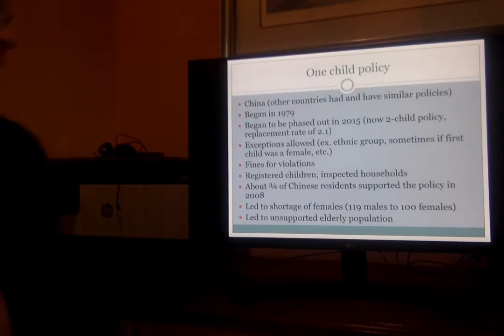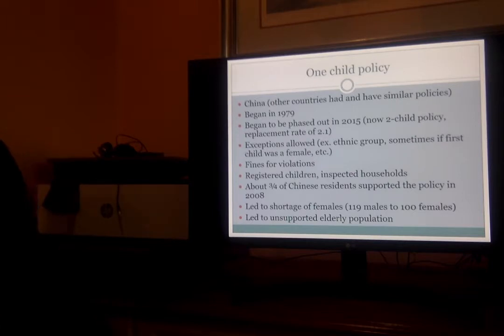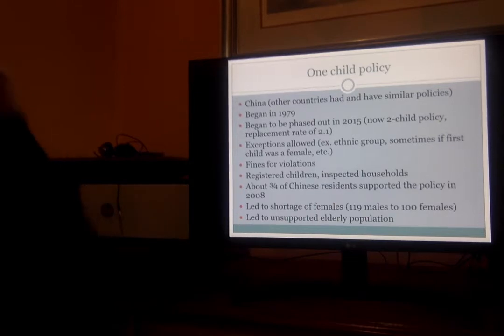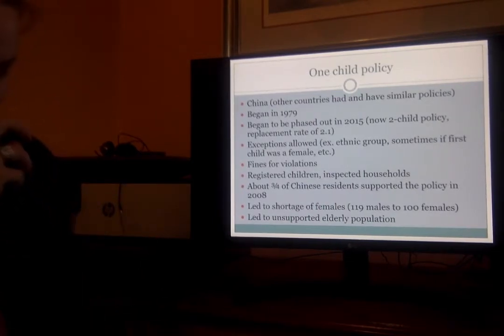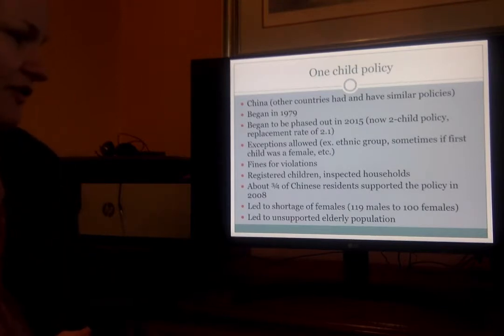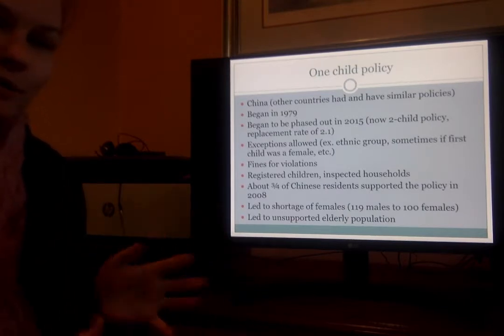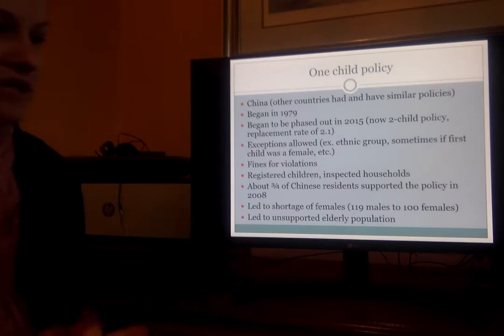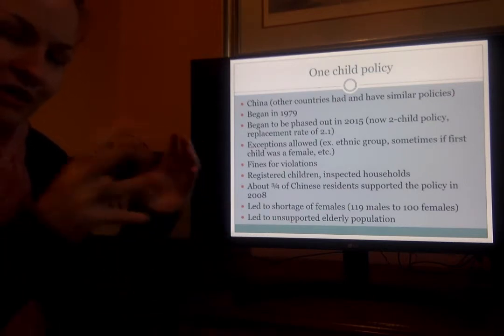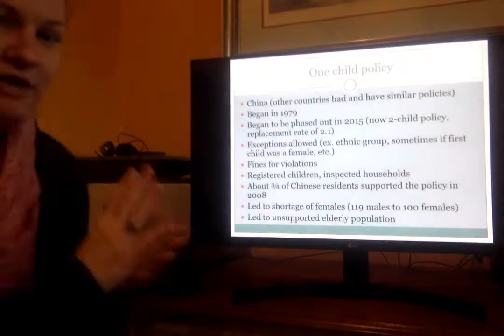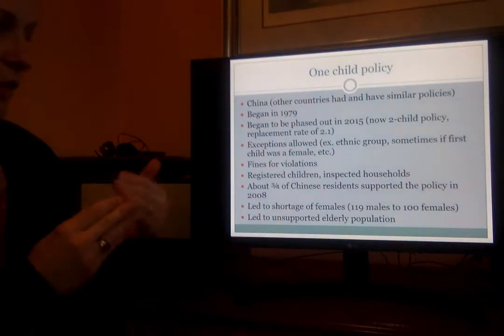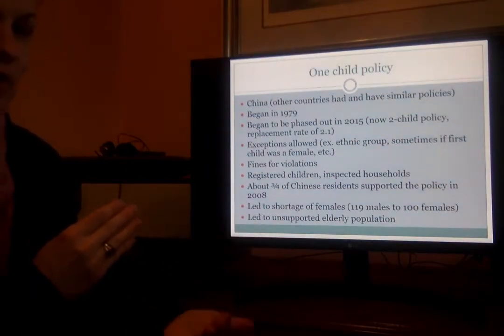Okay, so as we talked about a little bit earlier, this also led to an unsupported elderly population. I was told a story by a Chinese person who came over to visit America for a few months. She said it's not uncommon that you go to a park in China and you'll see one grandchild followed by 4 grandparents. Because 4 grandparents make up only one grandchild. That only leads to one grandchild.